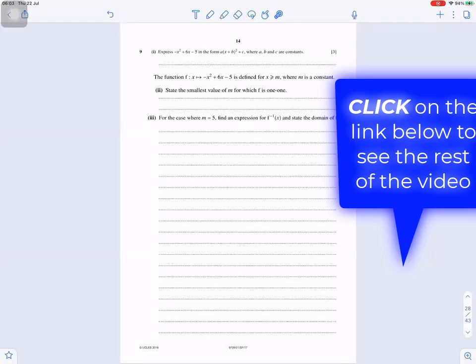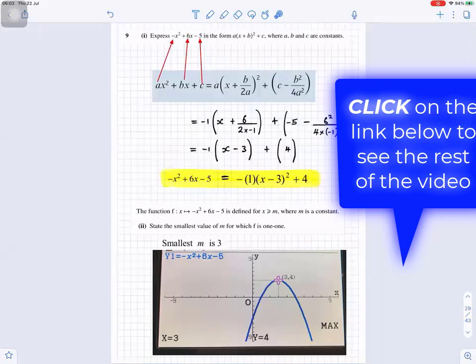Question number 9. Express minus x squared plus 6x minus 5 in the form a bracket x plus b all squared plus c, where a, b, and c are constants. So we're going to use this formula here. a is minus 1, b is 6, and c is minus 5. So we substitute those numbers.